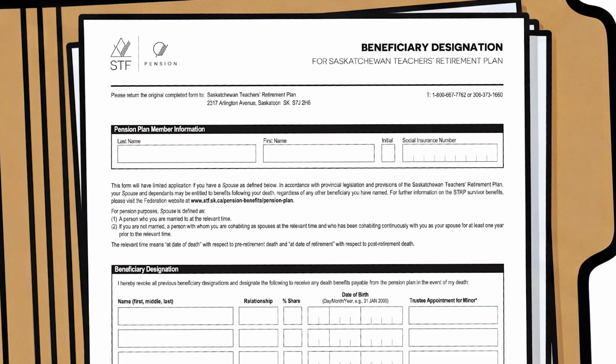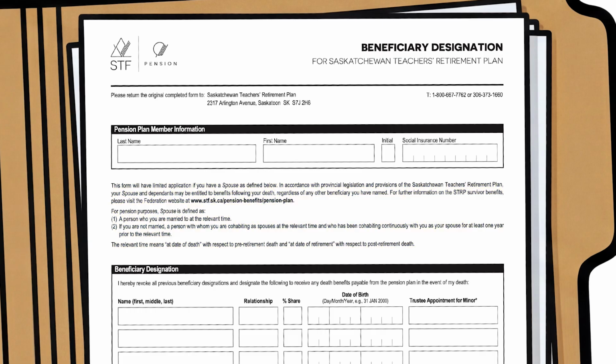Moving on to the Beneficiary Designation form. We need an updated Beneficiary Designation form at your date of retirement, so you will need to complete this form even if you have recently updated your beneficiaries. Complete your last name, first name, initial, and social insurance number. Next, we find information about limitations for the STRP Beneficiary Designation form.